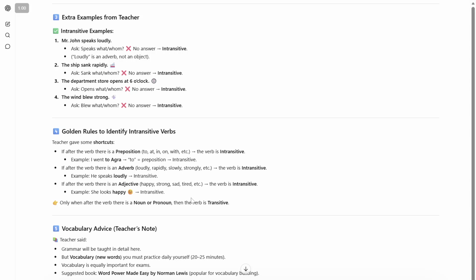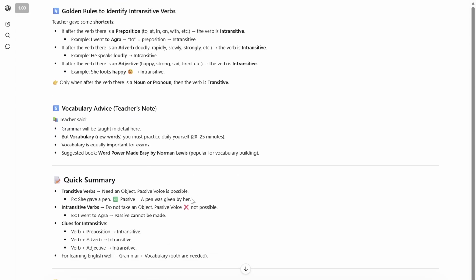Your golden rules to identify intransitive verbs. Teacher gave some shortcuts. If after the verb there is a preposition like to, at, in, on, with, etc., the verb is intransitive. Example: I went to Agra, to is a preposition, intransitive. If after the verb there is an adverb, like loudly, rapidly, slowly, strong, etc., the verb is intransitive. Example: he speaks loudly, intransitive. If after the verb there is an adjective, like happy, strong, sad, tired, etc., the verb is intransitive. Example: she looks happy, intransitive. Only when after the verb there is a noun or pronoun, then the verb is transitive.